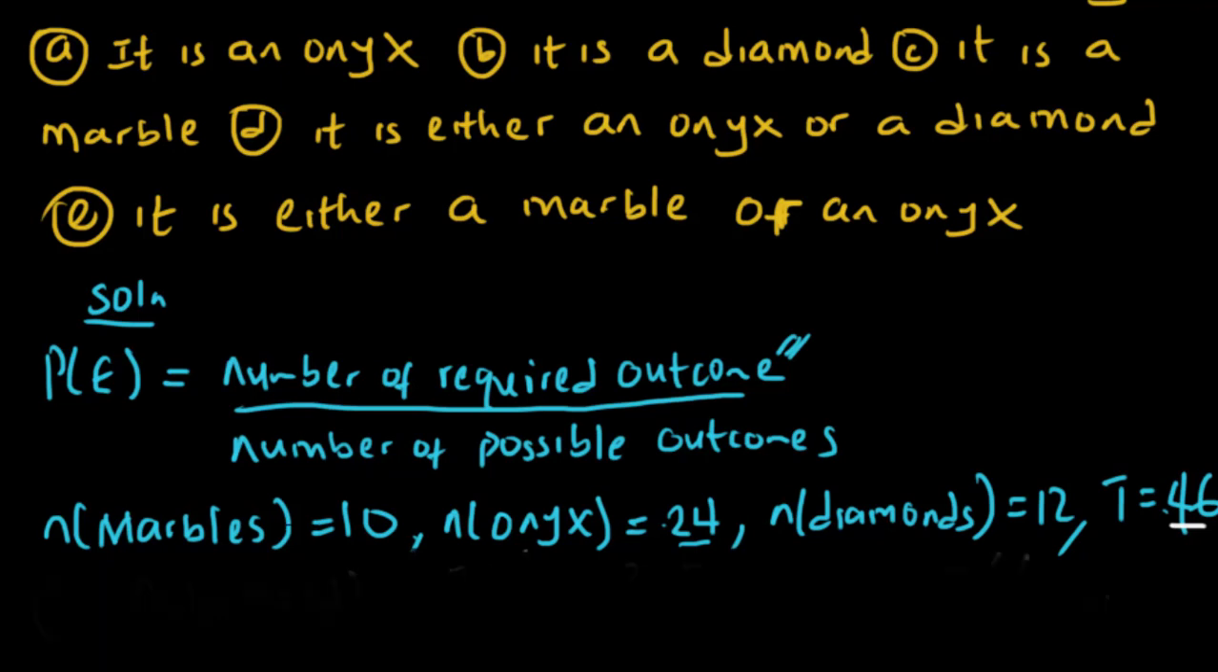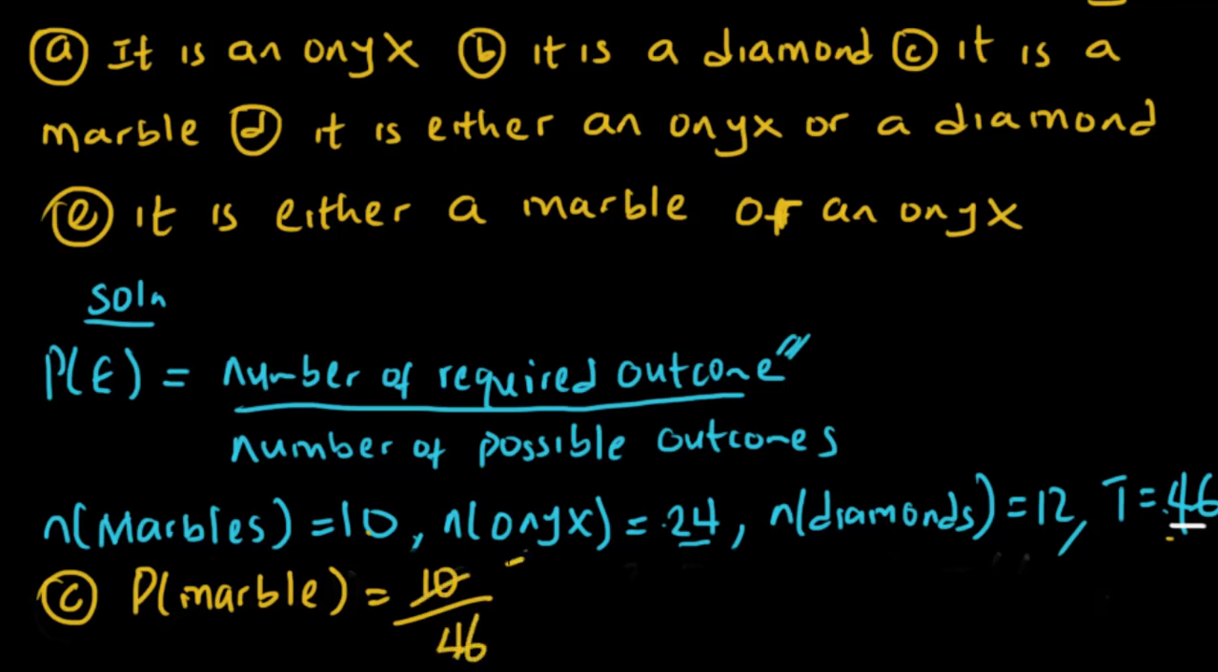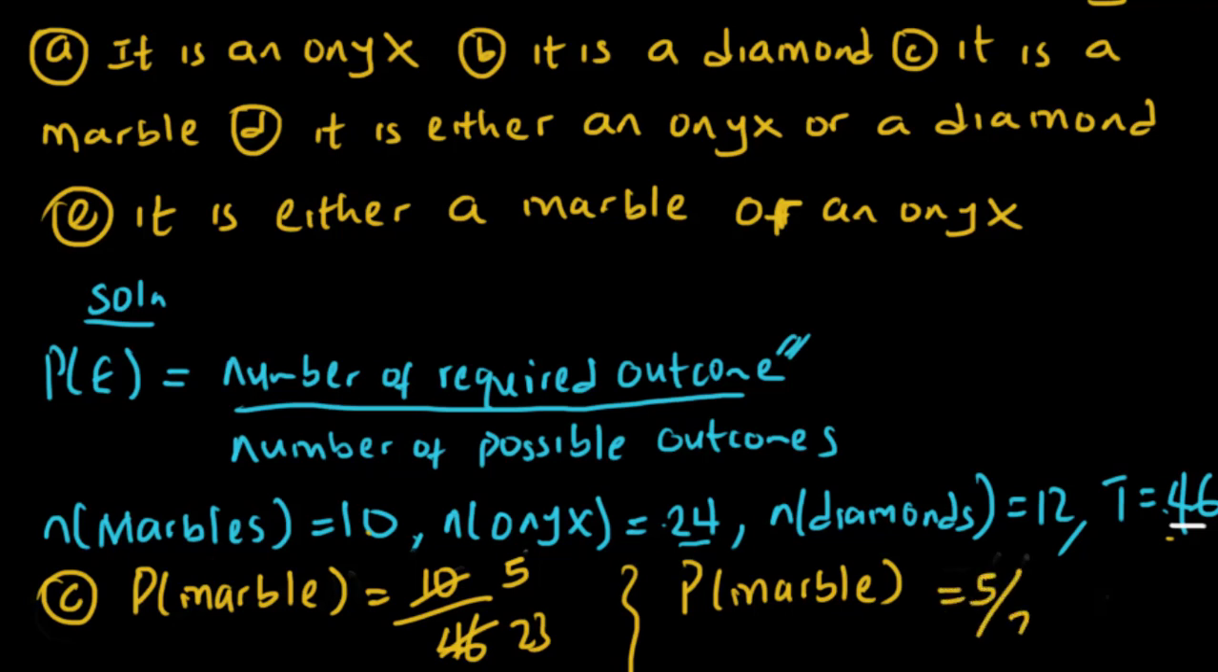So we have C. What's the probability that the stone picked is a marble? So probability that it's a marble. How many marbles do we have? 10 all over. What's the total number of stones? 46. 2 here 5, 2 here 23. So we have probability that it's a marble equals 5 over 23. Do you understand this? Alright, so let's find D and E. Let me rub off so we can find D and E.